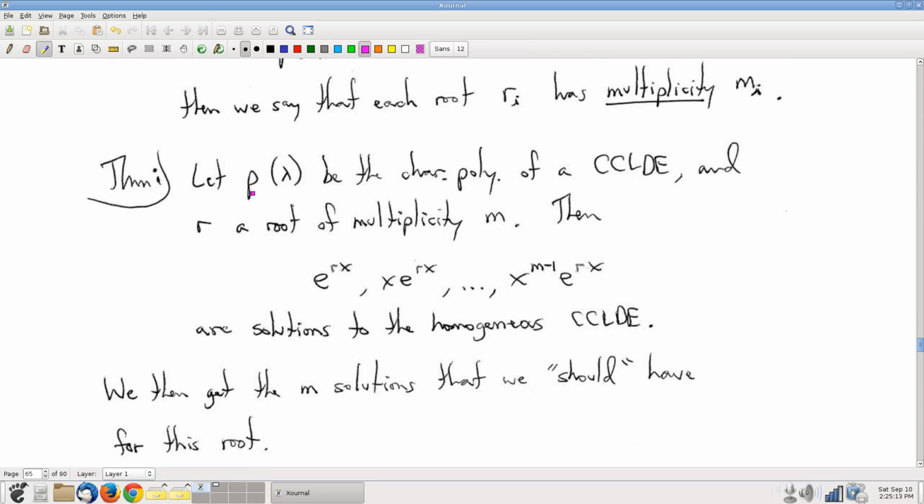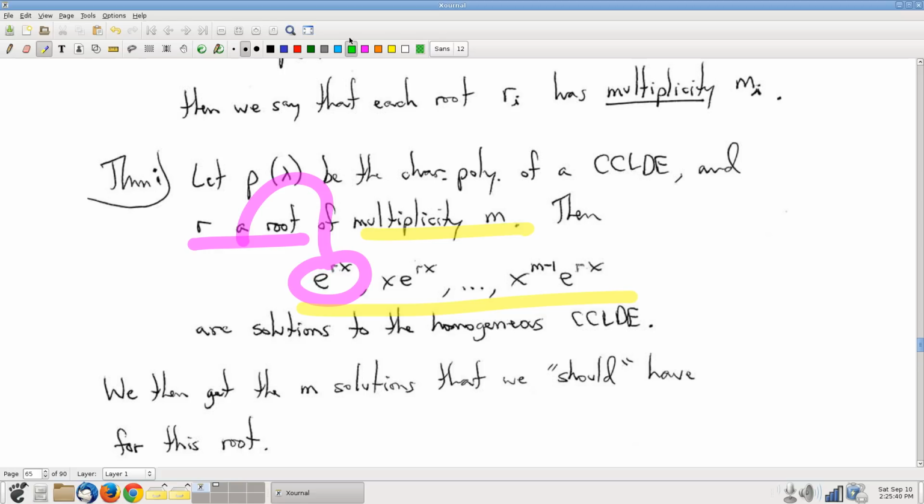Okay. All right, well, that definition being made, here's our theorem. Suppose you have a characteristic polynomial for a CCLDE. Suppose you have a root. Of course, roots give you solutions like that. But suppose that root has multiplicity m. The good news is that here is the complete list of solutions that you get from that root.